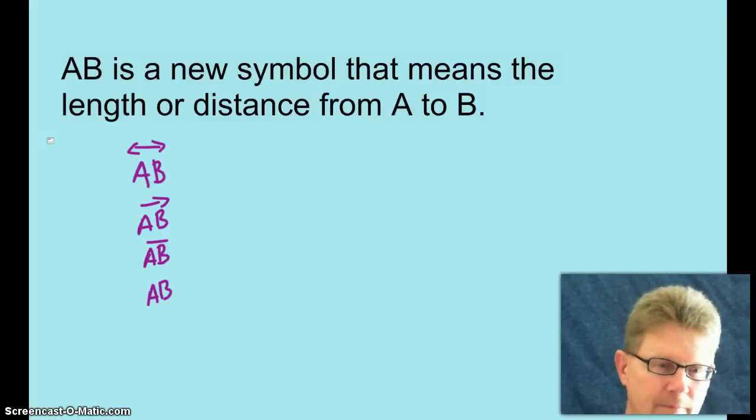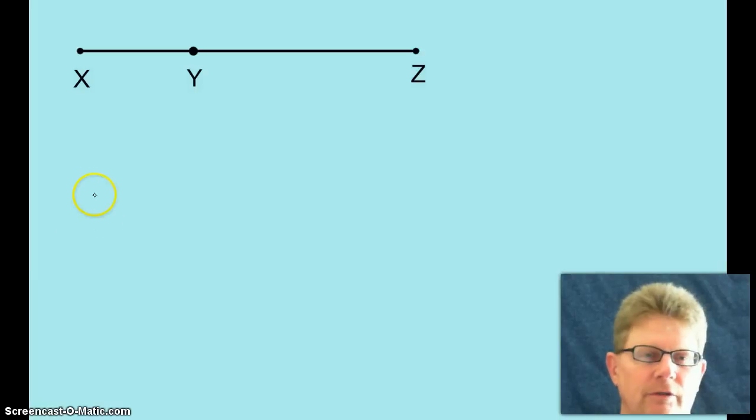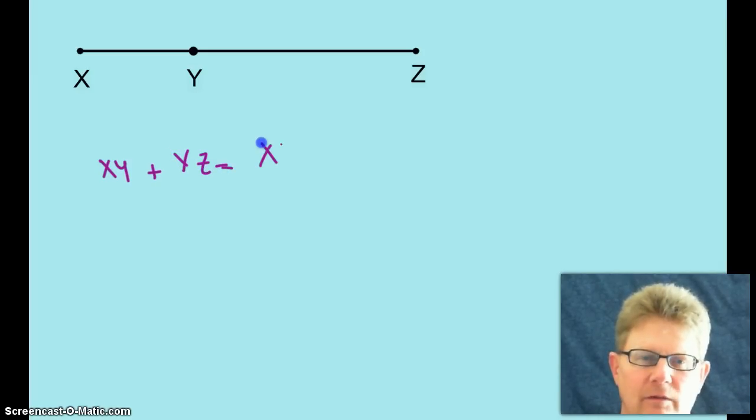Alright, so, ready? Make an equation with this setup. Y is between X and Z. You should be able to say XY plus YZ equals XZ. Okay, really simple. The first part plus second part equals the whole thing. Alright, let's go ahead and make one more.